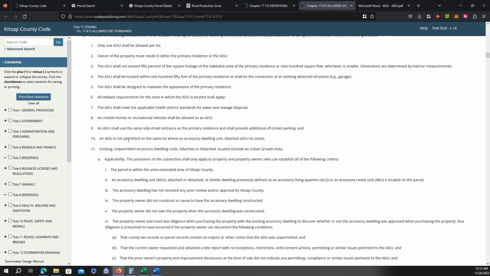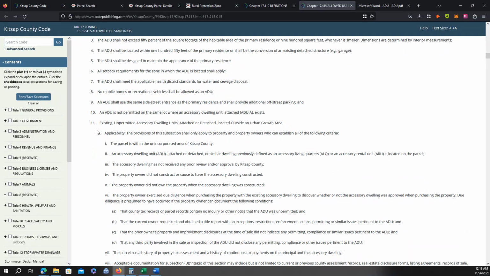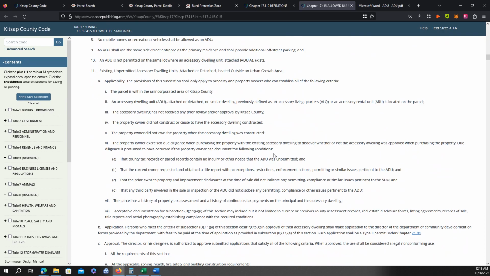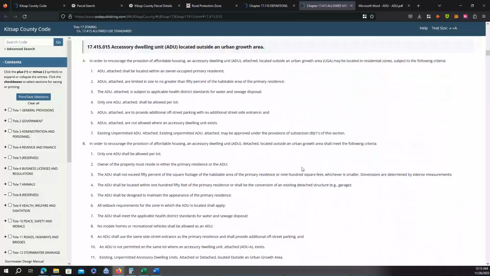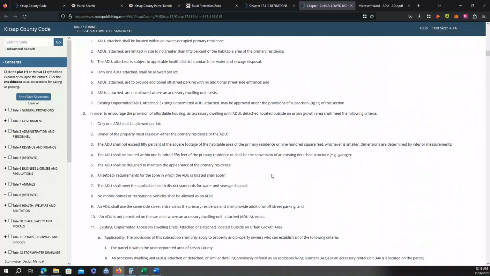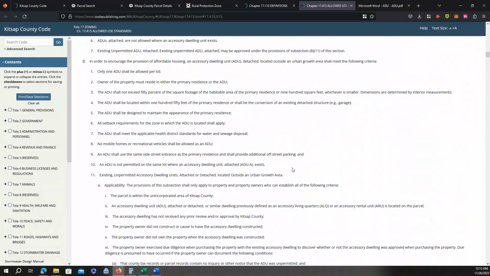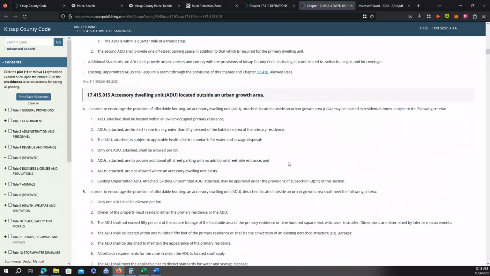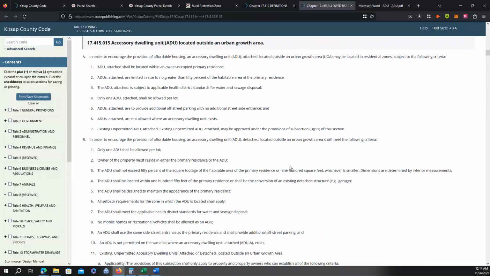And 10, an ADU is not permitted on the same lot where an attached accessory dwelling unit exists. Again, in the rural area, a detached ADU is not allowed on the same parcel as an attached one. Again, it goes right back up to the first point here: only one ADU shall be allowed per lot. And then 11 goes into the existing unpermitted ADUs, which we're not going to cover in this module. I will say, though, that if you do have or suspect you have an existing unpermitted accessory dwelling unit on your parcel, work with the county, and they can help you get through that process.